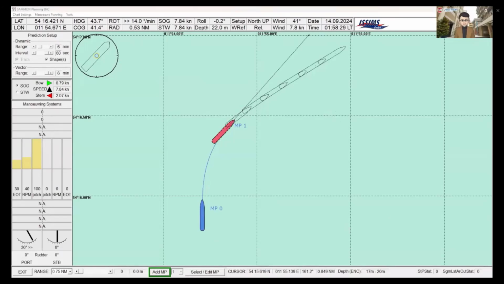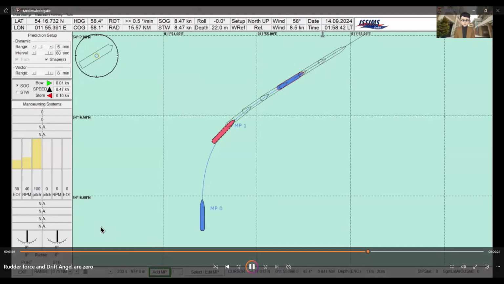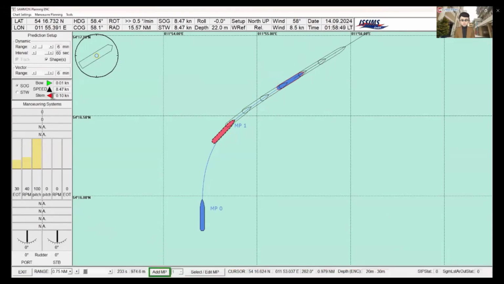and continue, then we see here that the rudder force and also the drift angle are no longer there. We can see also that we have no opposite rudder force because my bow and my stern speed are nearly the same, or there's no difference. Therefore, there is no rudder force acting.